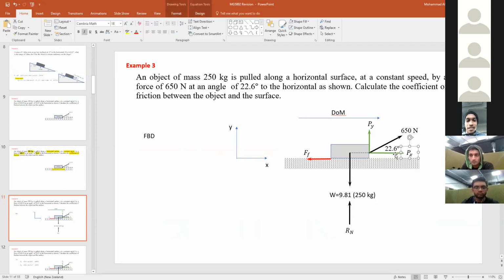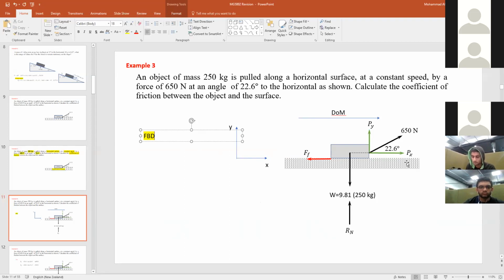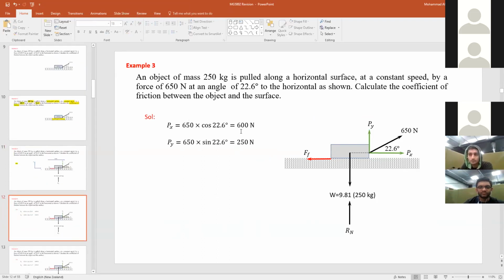Some people put the components of the force analysis, like for example, 650 cosine 22.6 or 650 sine 22.6. After we finish the free body diagram in this question, we move to the next step, which is to calculate the forces in the x direction and the forces in the y direction, because I need to find Px and Py. That will be a very simple equation.